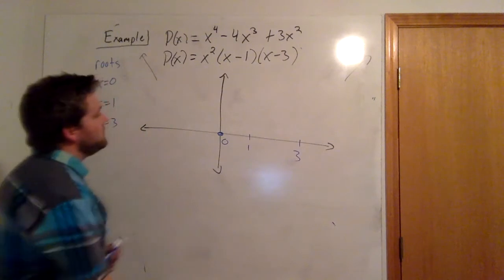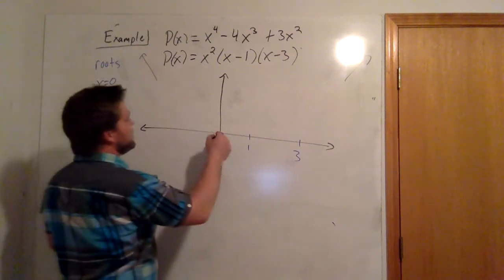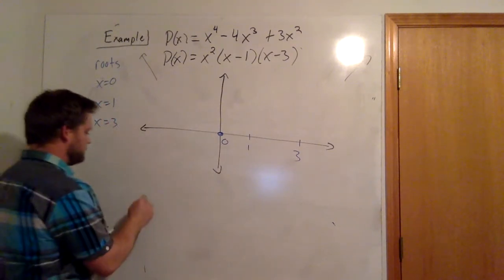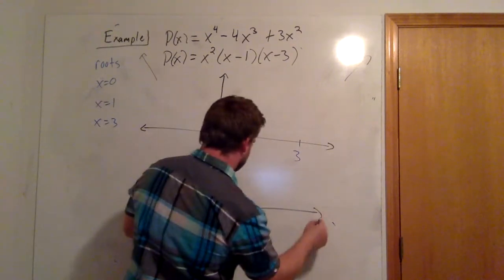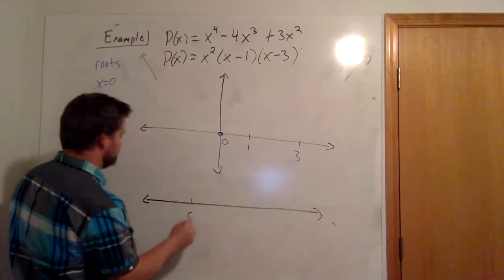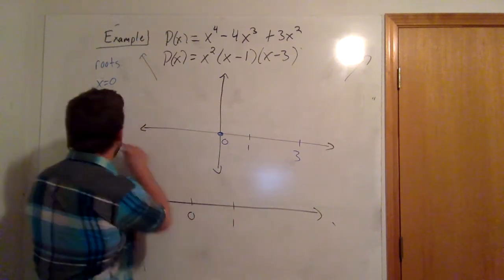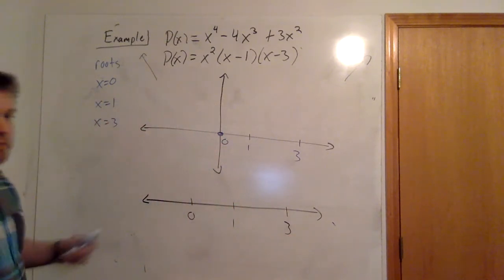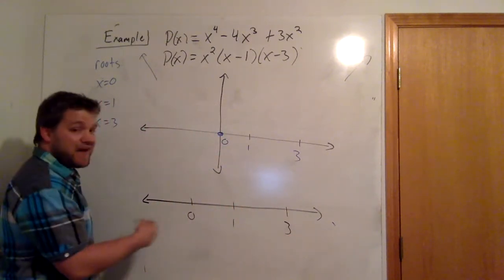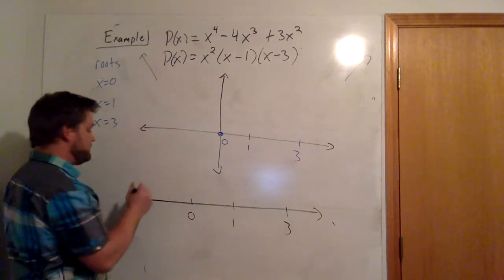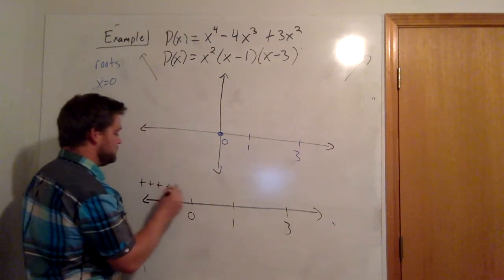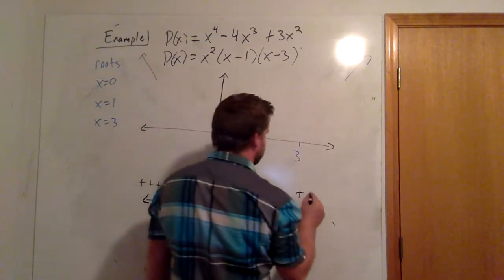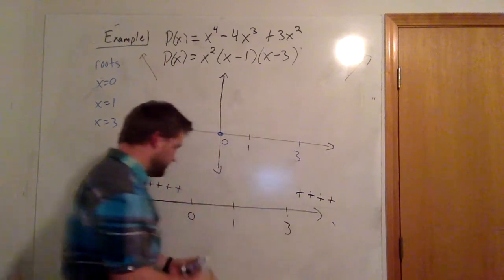Okay, so now I just need to figure out when it hits these roots, does it cross through or does it bounce? We'll make a sign chart. Okay, so we have 0, 1, and 3. Based on the end behavior, we already know what's happening for values less than 0. They have to be positive. And we know what has to happen for values bigger than 3. They also have to be positive. And you could verify this just with some test points.